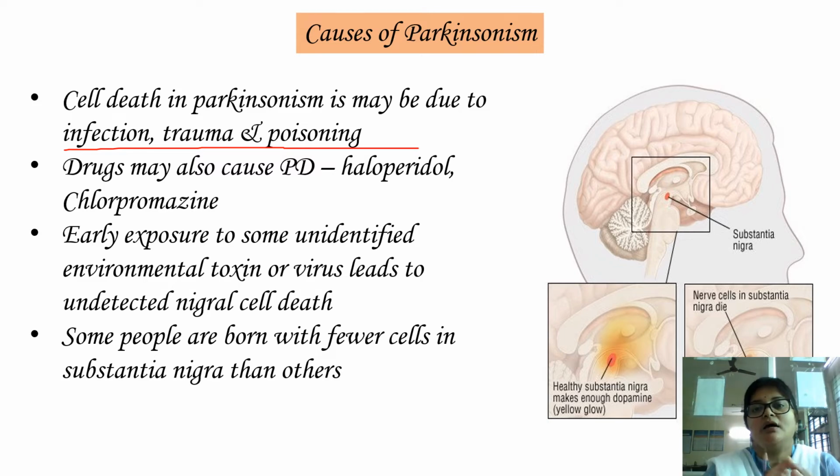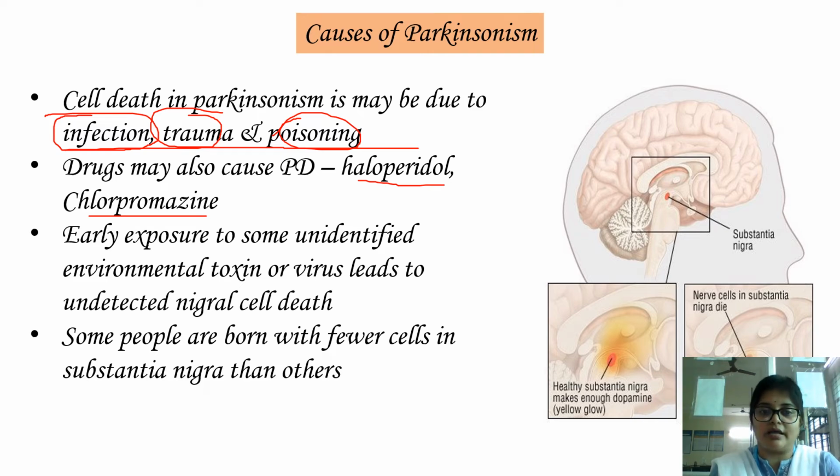Ultimately, see here, the main reason for causing Parkinson's disease is the death of the cells. So what causes the death of the cells? The death of the cells may be caused because of infection, trauma or also poisoning. And sometimes drugs may also cause the denaturation of the cells. The drugs include haloperidol, chlorpromazine. All these are drugs which are involved in causing the death of the cells that are present in the substantia nigra.